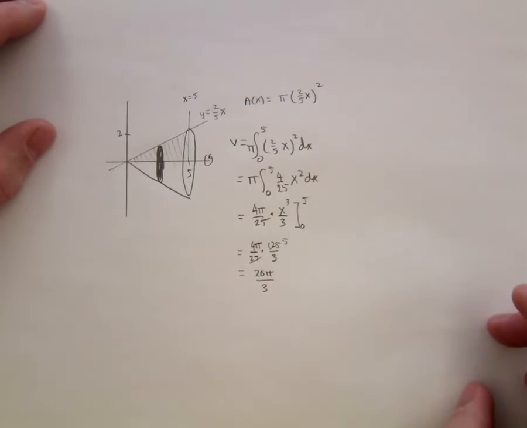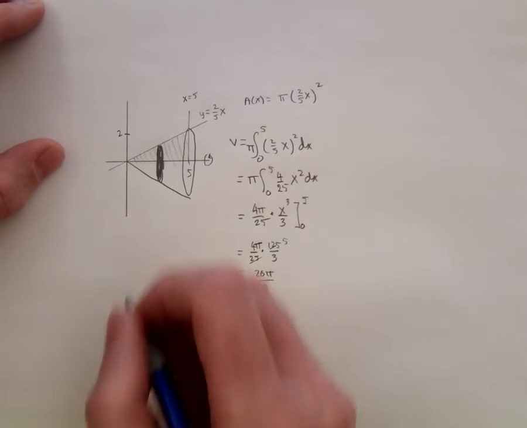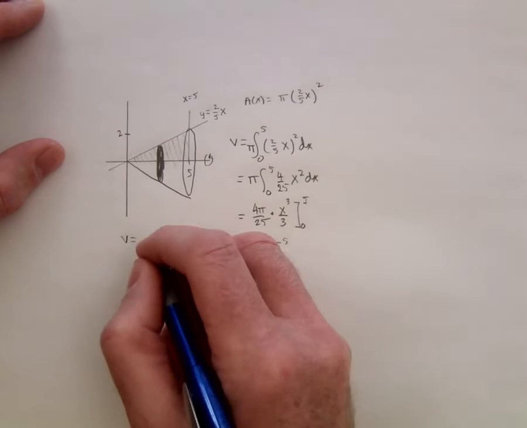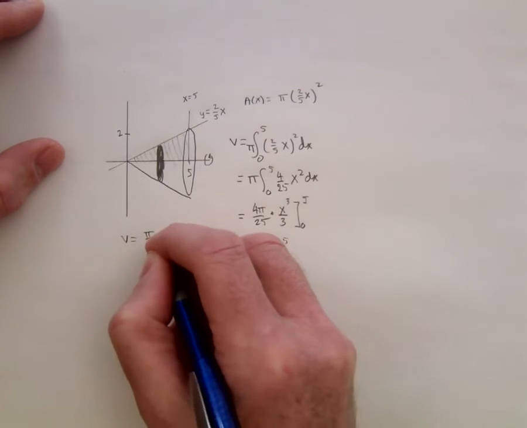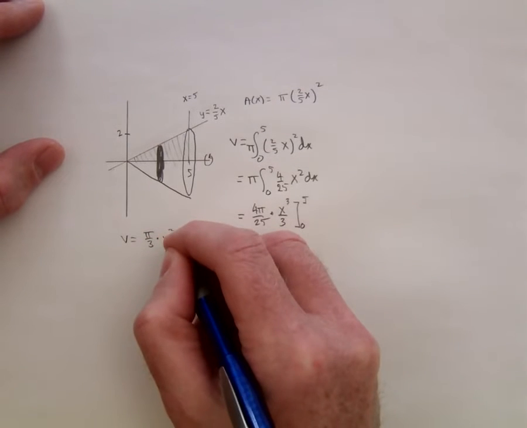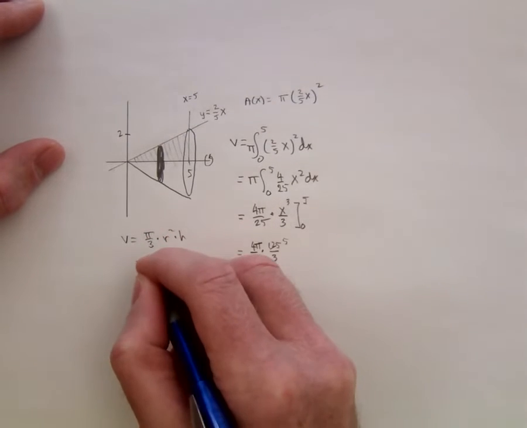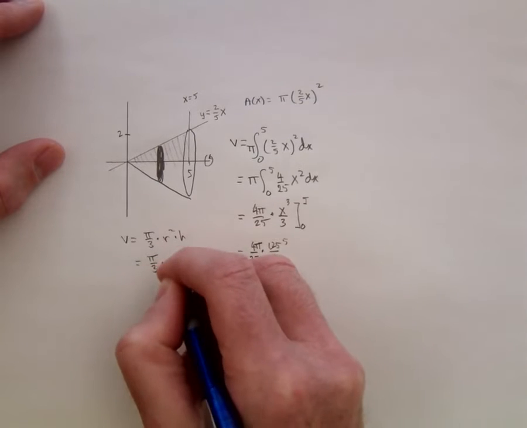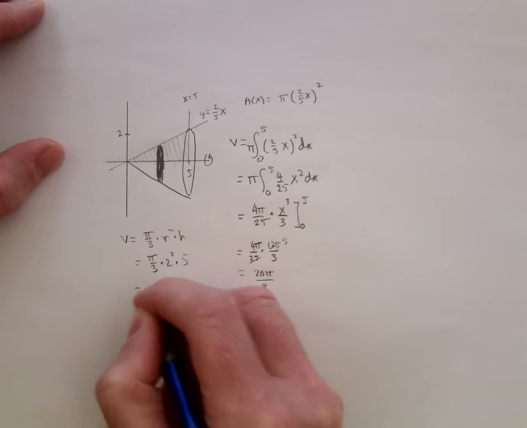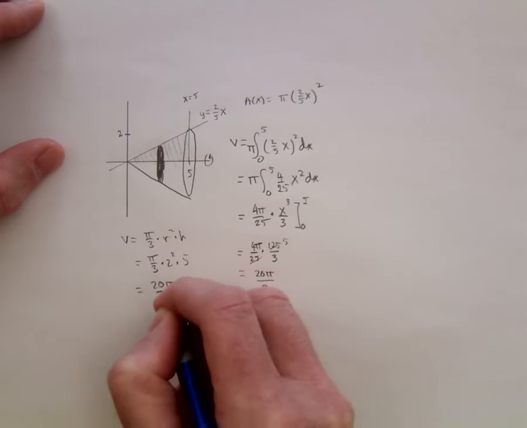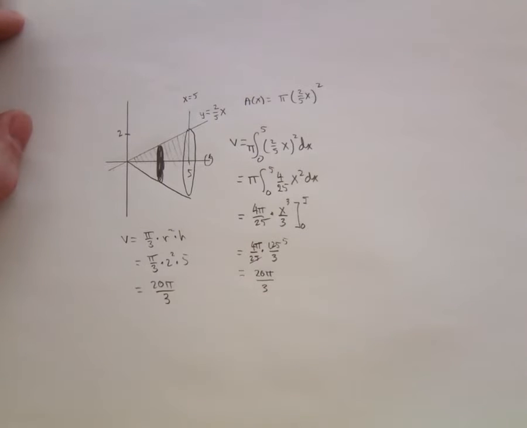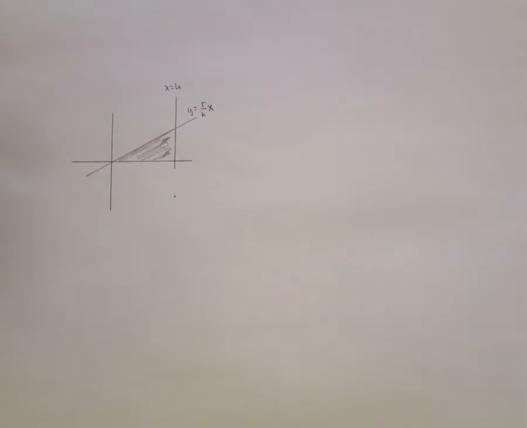Now, if you didn't know any calculus, if this were the bad old days, you would simply say the volume was pi over 3 times the radius squared times the height, which is pi over 3 times 2 squared times 5, which is 20 pi over 3. But where is the fun in that? You might want to know where that formula comes from.